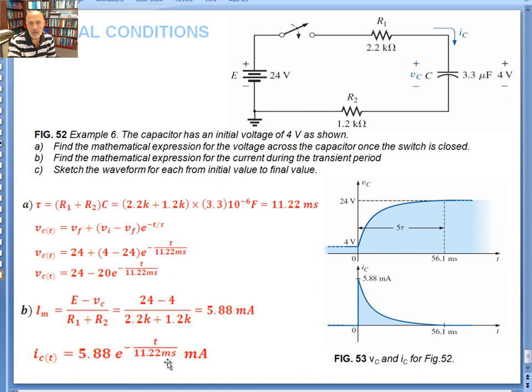Now at the final value, I've got to use the same equation here. The final value, I sub final, is 0, I sub initial is 5.88 milliamps. So you get the same equation. So that's the equation for the voltage. How the voltage is going to look is a constant 4 volts until t equals 0, and then it's going to build up to 24 volts after 56.1 milliseconds, which is 5 times 11.22. And the same thing for the current. It'll start out at 5.88 milliamps and go down to 0 after 5 time constants.